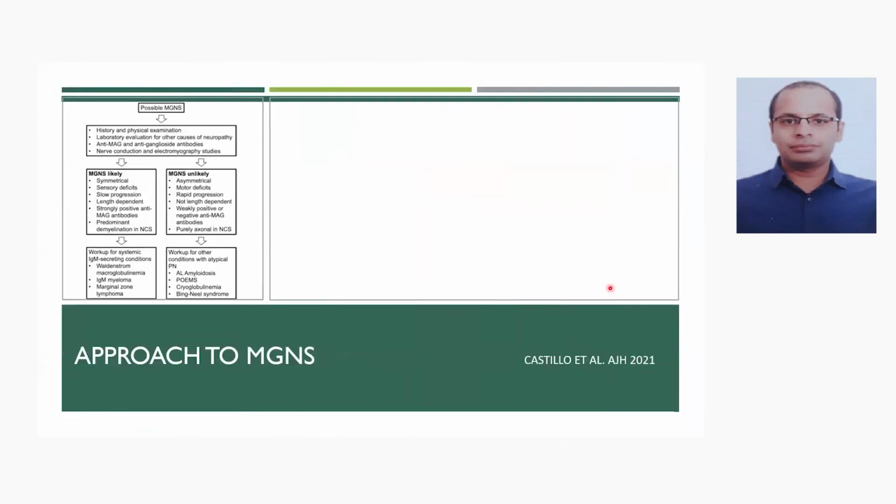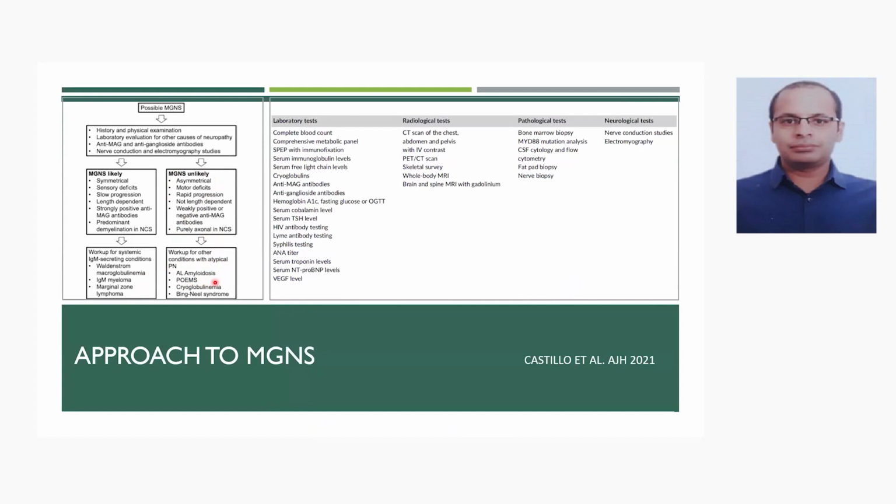How to approach such patients? So you have history, examination, and lab evaluation to exclude other causes. You do anti-MAG and anti-ganglioside antibodies, and NCS and EMG. If MGNS is likely on the basis of these features, you work up for IgM kind of neuropathy, that is Waldenstrom, IgM myeloma, or otherwise. If MGNS is unlikely, you work up for other atypical peripheral neuropathies, including AL amyloidosis, POEMS, and cryoglobulinemia.